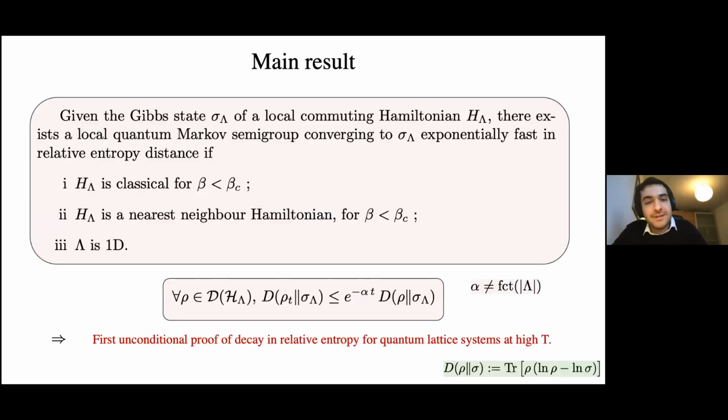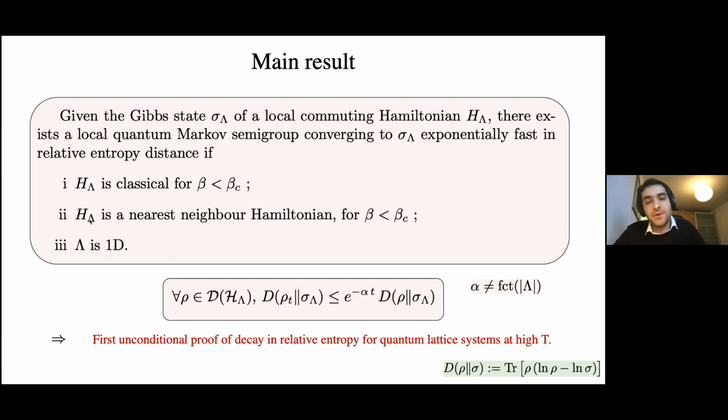Okay, so here is finally our main result. We proved that given the Gibbs state sigma of a local commuting Hamiltonian H, there will exist a local quantum Markov semigroup that converges to this state exponentially fast in relative entropy distance if any of these three properties is satisfied. The first one is that the Gibbs state itself is classical and you're above some critical temperature.